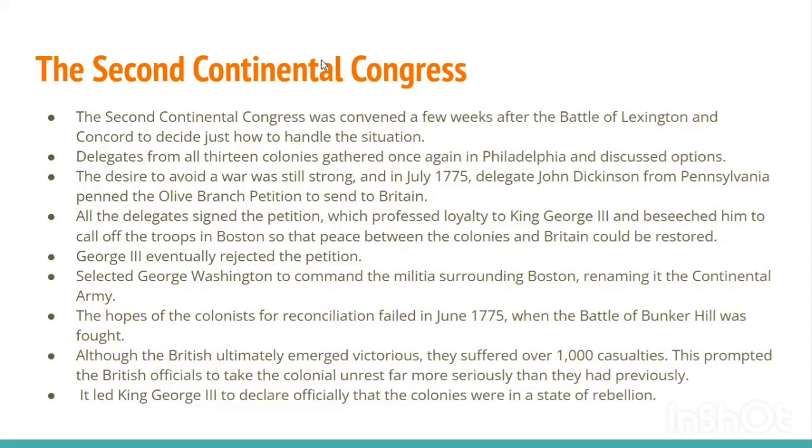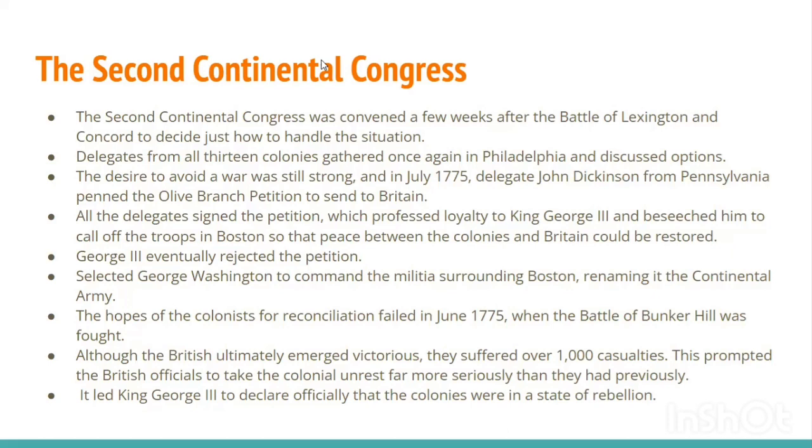Delegates from the colonies once again met at Philadelphia and started discussing the options. But still, in spite of these two battles of Lexington and Concord, the colonies were very clear in their approach that they desired to avoid any further war. So the desire was to avoid any war. And in July 1775, John Dickinson from Pennsylvania drafted the Olive Branch Petition. The Olive Branch Petition was a peace petition which was sent to Britain.